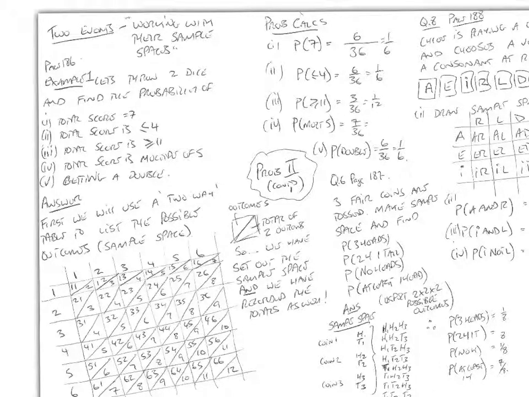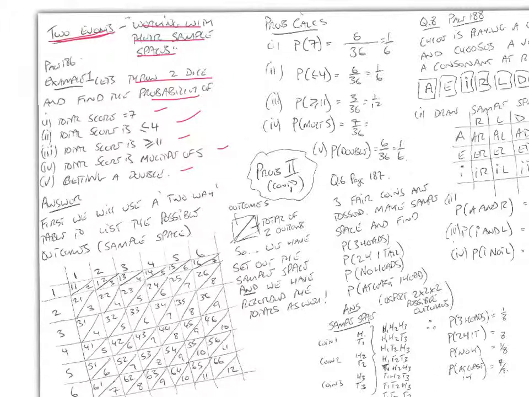So let's consider now where we have two events, or I suppose two trials with two events as the outcomes, and working with the sample spaces that are generated. So let's throw two dice and find the probability that the total score is 7, is less than or equal to 4, is greater than or equal to 11, is a multiple of 5, or of getting a double.